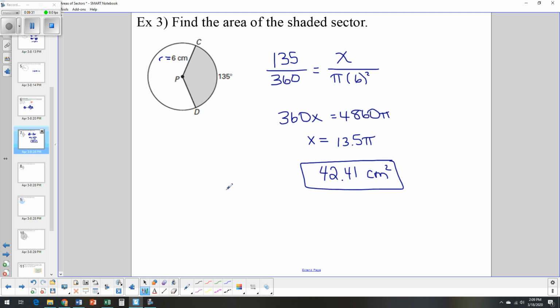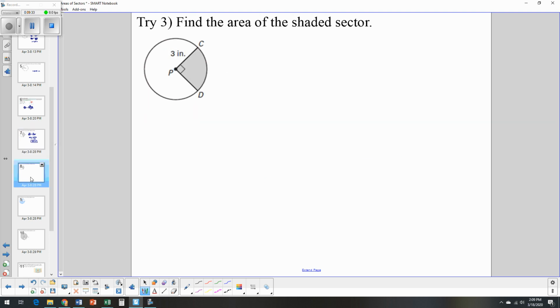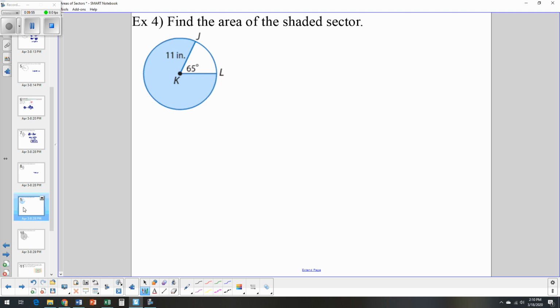All right. So you're going to go ahead and try the next one. Pause. When you're ready, hit play. All right. If you did it correctly, we'd be at 7.07 inches squared. All right. Moving on.